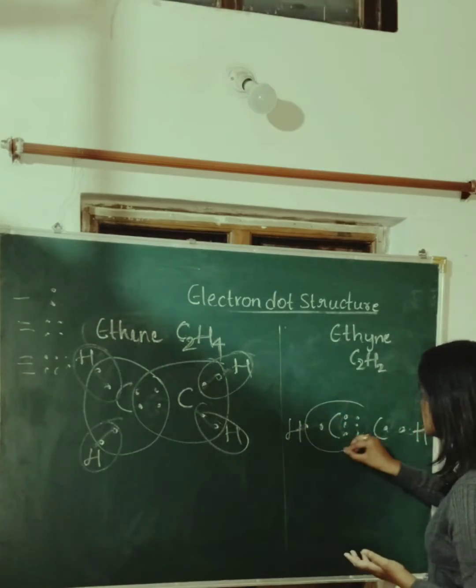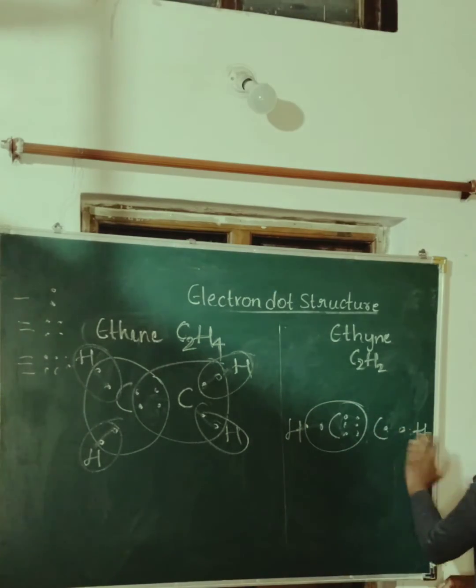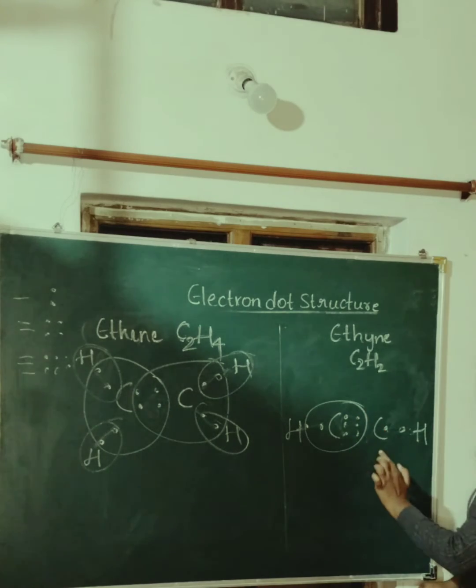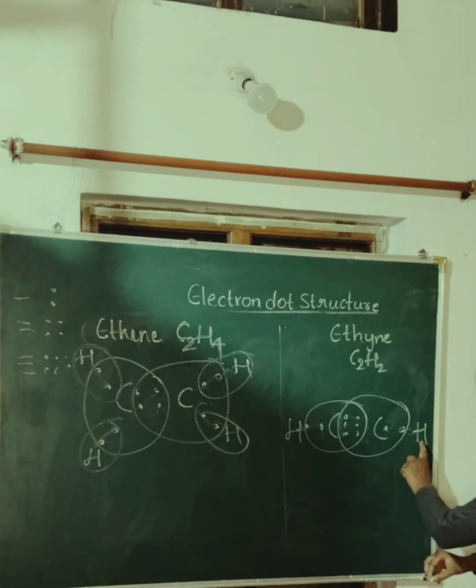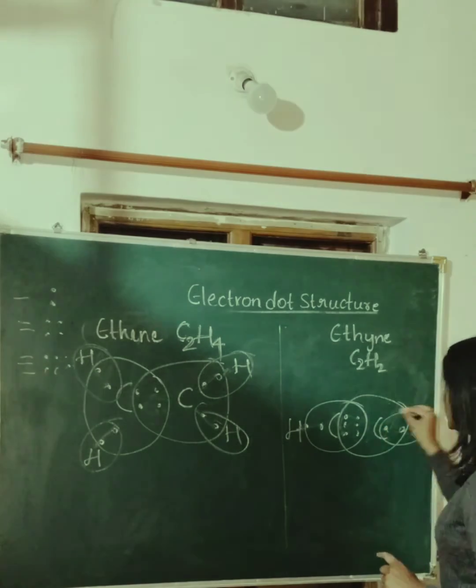So just place a circle. If you consider this carbon atom, similarly 6 electrons are there. 2 more are needed. So just put a circle. For this particular hydrogen atom, you should have 2 electrons.